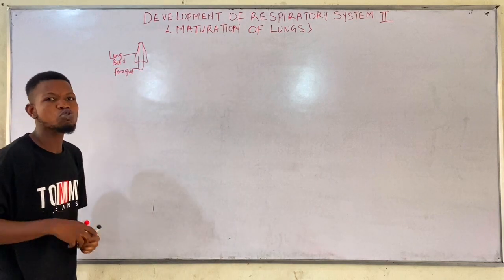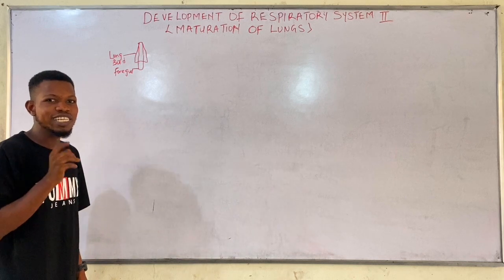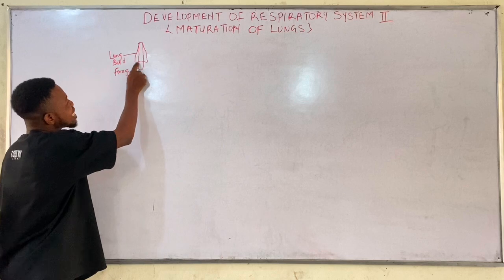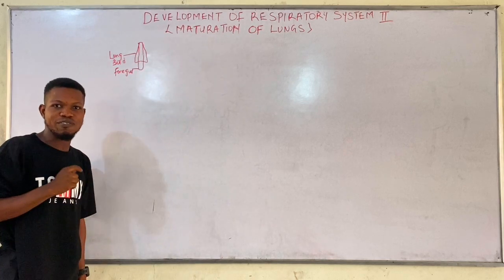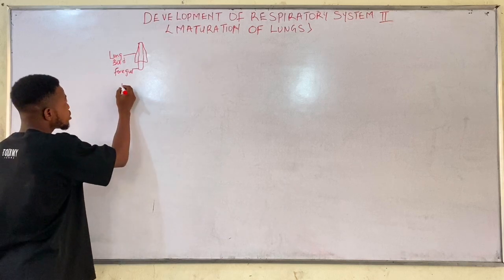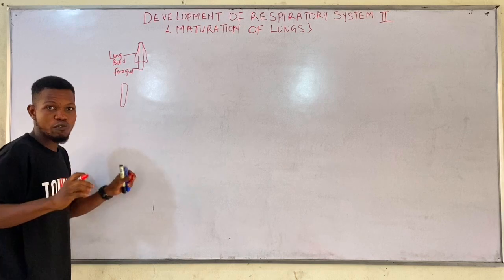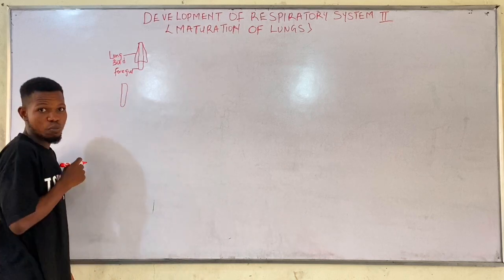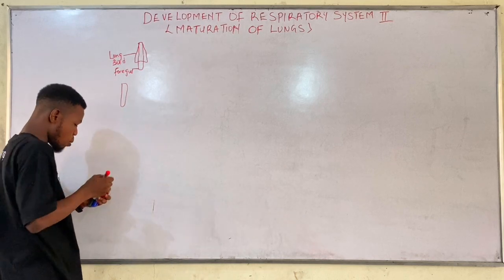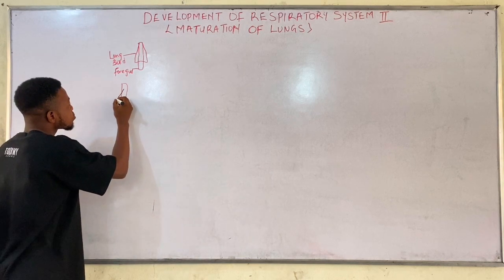Now there's something I want you to know: the maturation of lungs begins at the inferior aspect of the respiratory diverticulum, which is the lung bud. Later on, there will be loss of communication between the foregut and the lung bud.